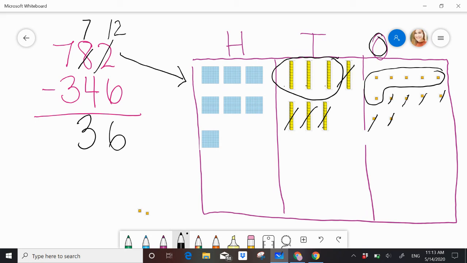Perfect. More on the top, no need to stop. Now let's do my hundreds. Can I do 7 minus 3? Yeah, and you can always try it out if you're unsure. You can try to take away the number that you're supposed to take away, and if it doesn't work, then just borrow and try again. 1, 2, 3. How many hundreds am I left with? I'm left with 4. 7 minus 3 equals 4.